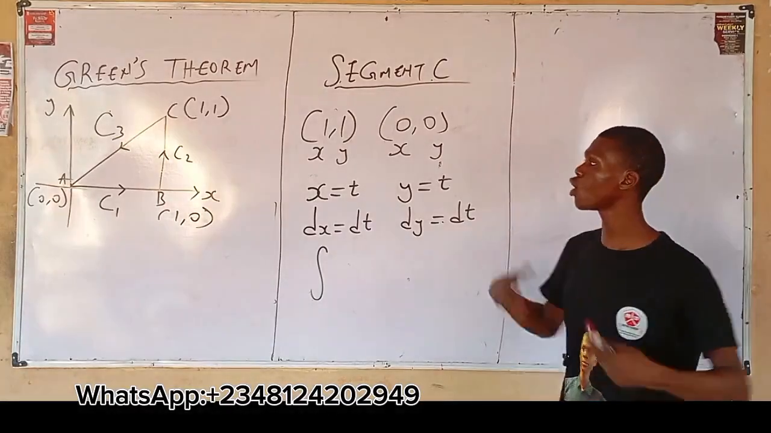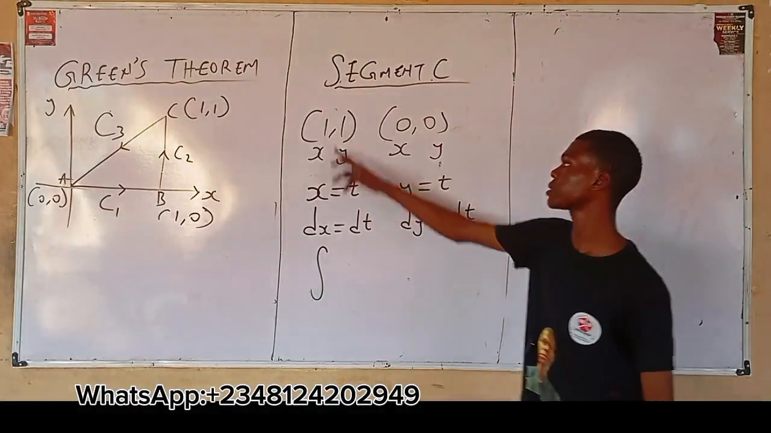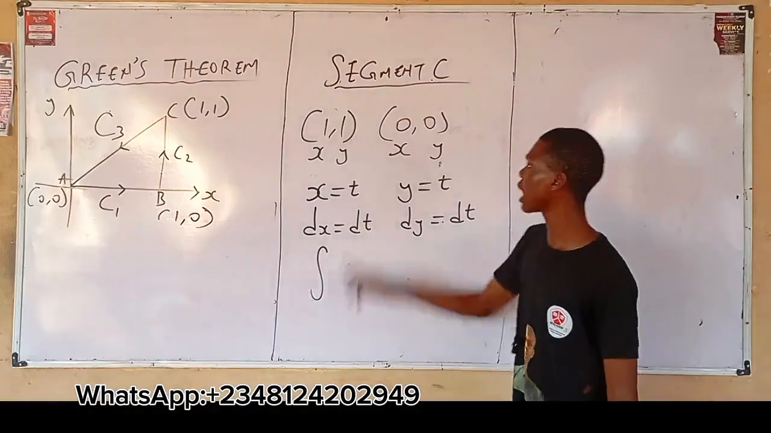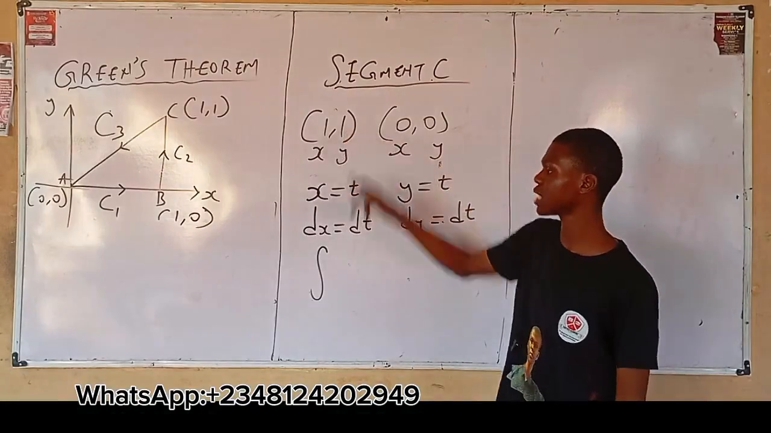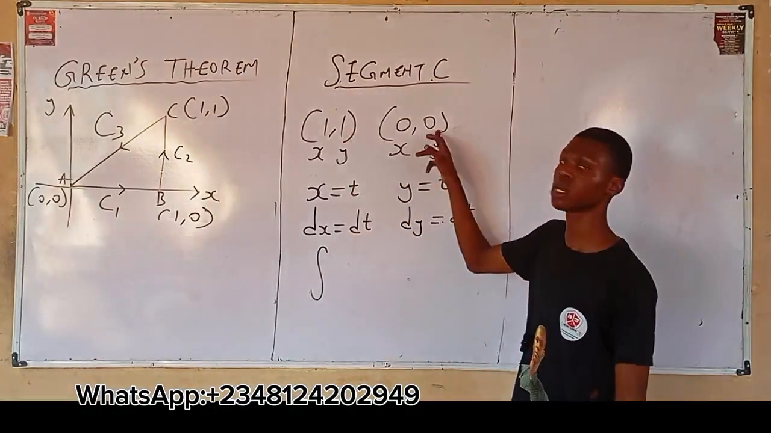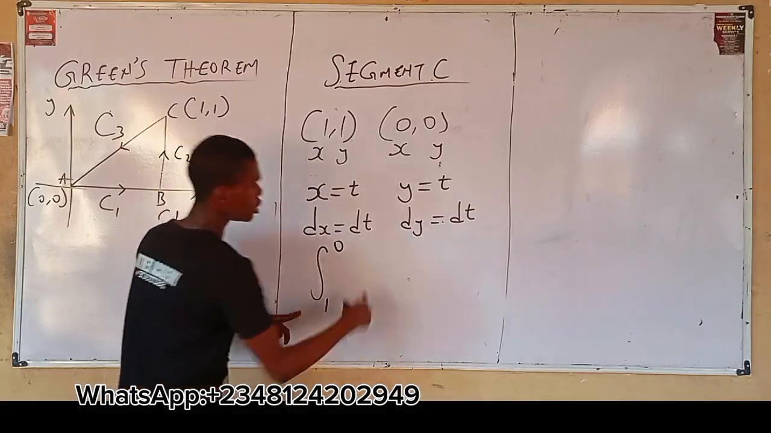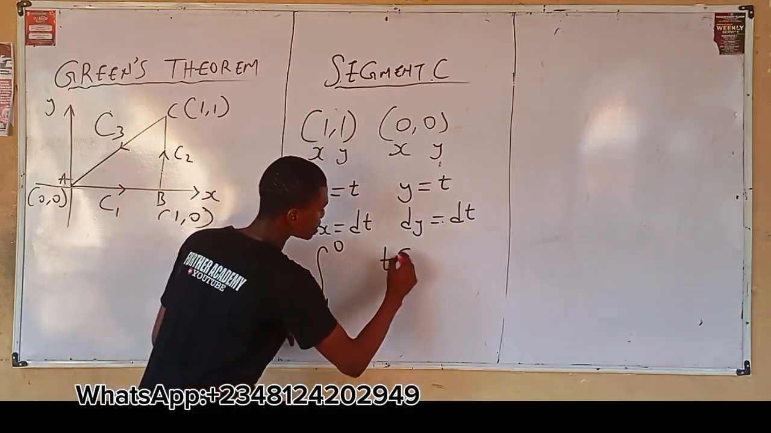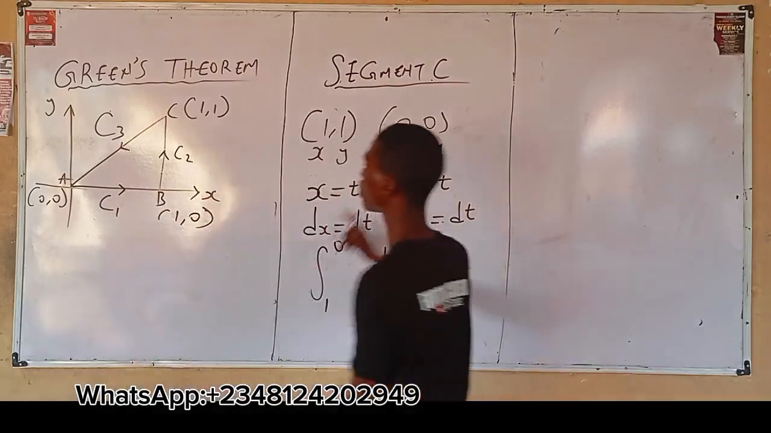Be it x coordinate or y coordinate, both of them are changing. So let's say you are using x coordinate: I'm starting with 1, my lower limit, and ending with 0, my upper limit. Similarly, if you go with y, I'm starting with 1 and ending with 0. Writing this, you see that t is an element of [1, 0]. So this is what it means.